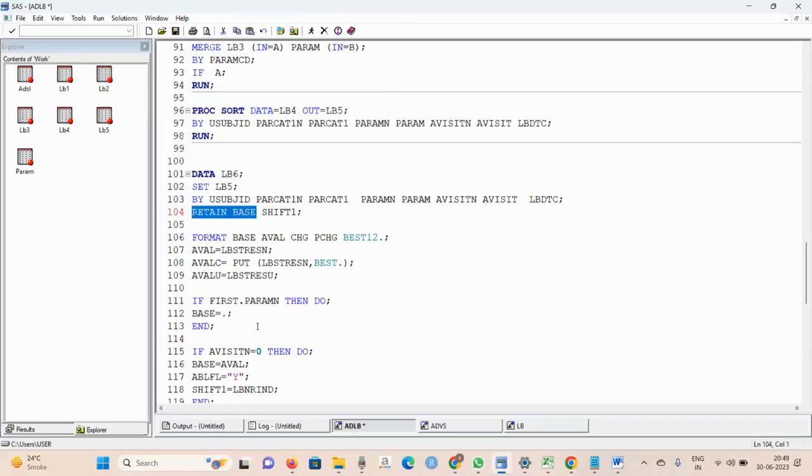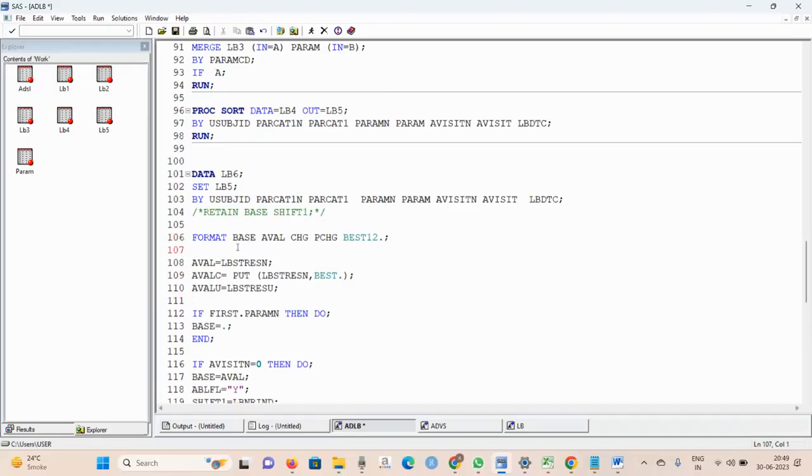So why did I retain the base? Because we have to continue with other, if you have AVAL here. So let me show you the retain things. So this is the format statement. We give best 12 dot. I'll explain this one after. So first I explain the AVAL.